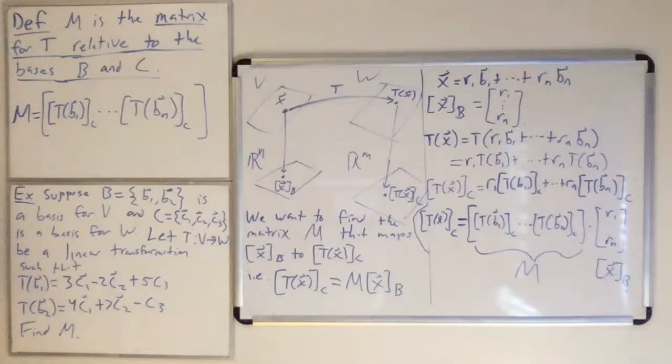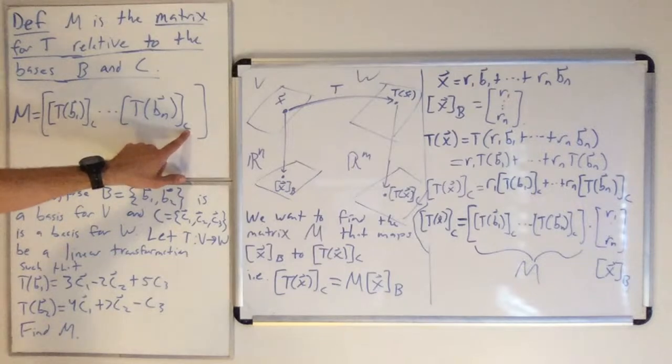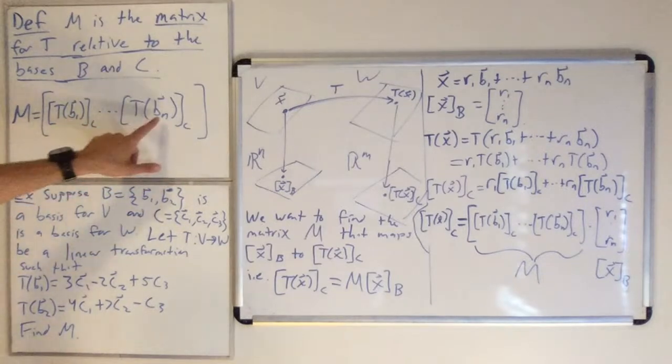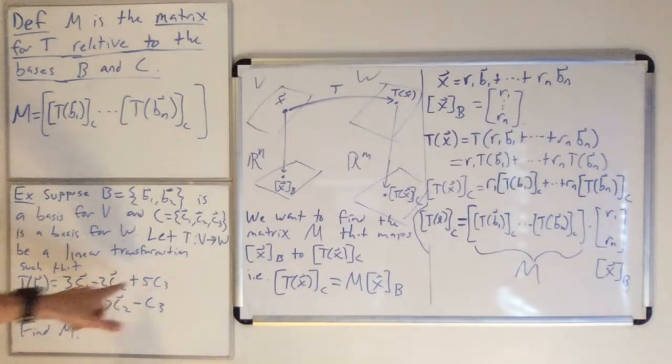Yeah, Liza, that's exactly right. So we need to get the C coordinates for the image of B1 and the image of B2. But we could just read those off as the coefficients. They're just the coefficients here.